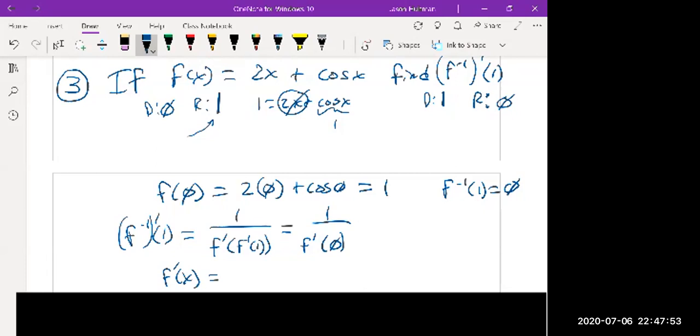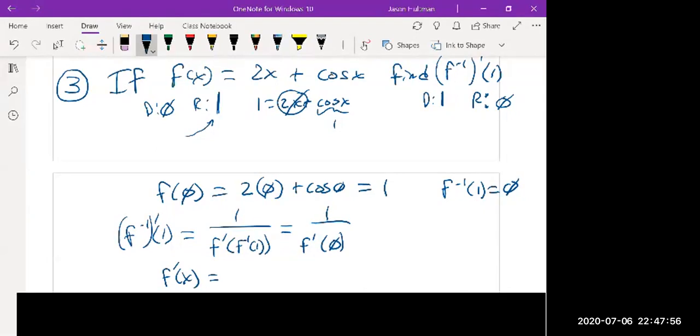2 plus sine x? Close, very close. 2 minus... Yes. Very good. You knew you guys would get there. That was a team effort right there. It is 2 minus sine x. Very good.